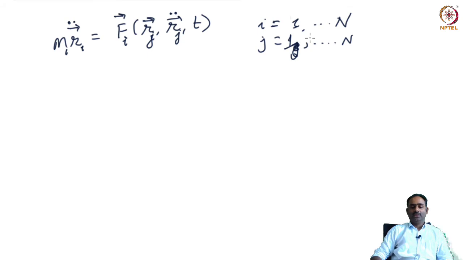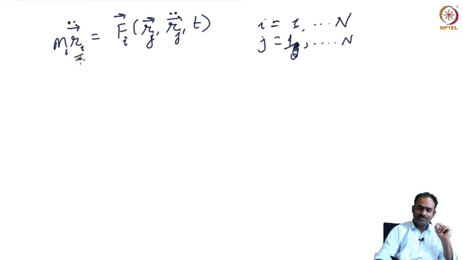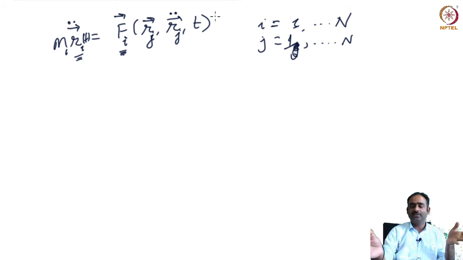So what this equation is saying is that the acceleration of ith particle at time t would be determined by what force it is experiencing, and that force depends on the coordinates of other particles and their velocities and time t. That's the most generic thing which you can write.